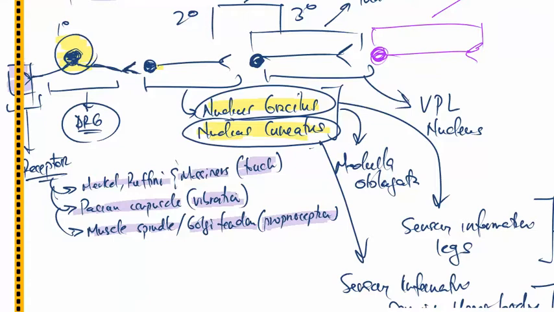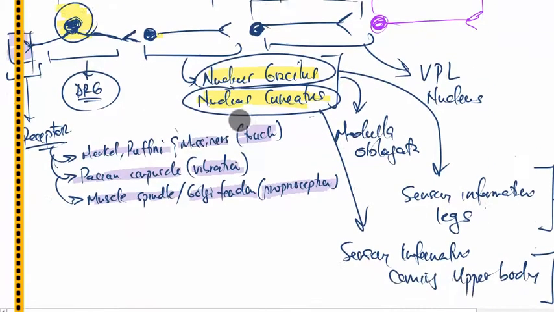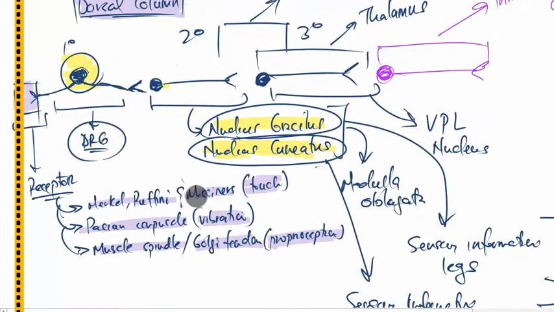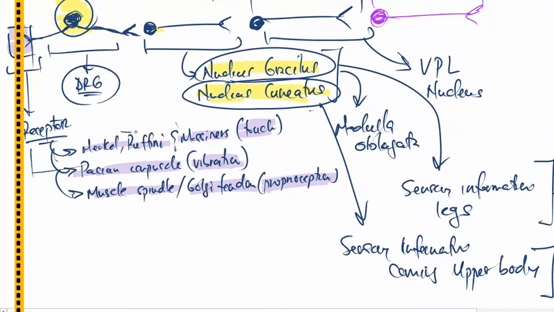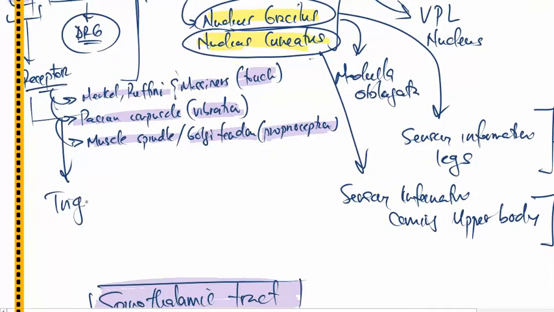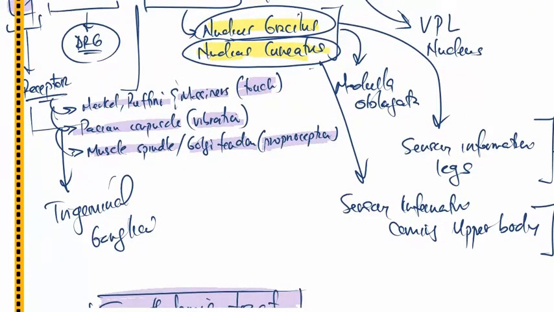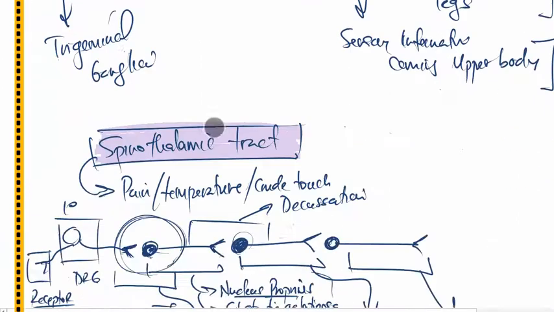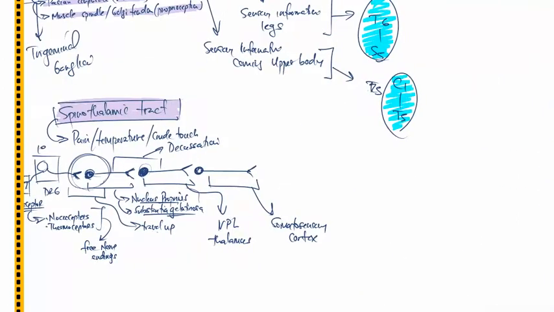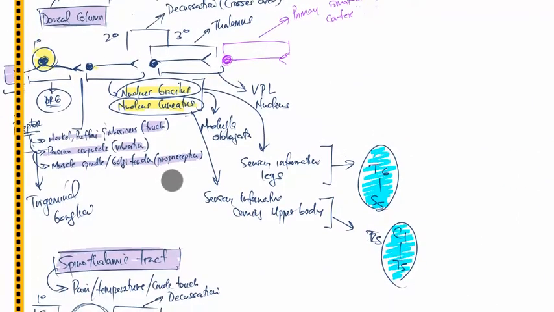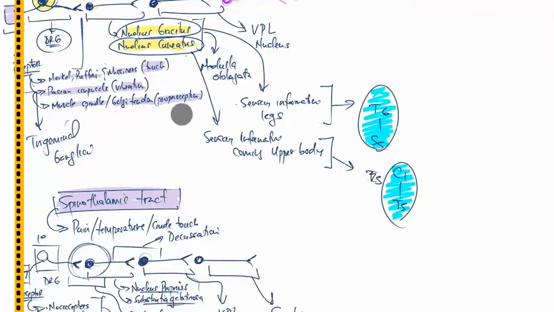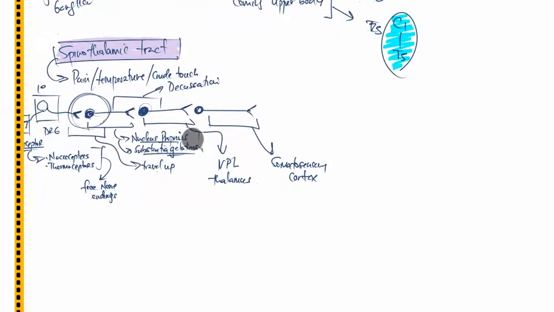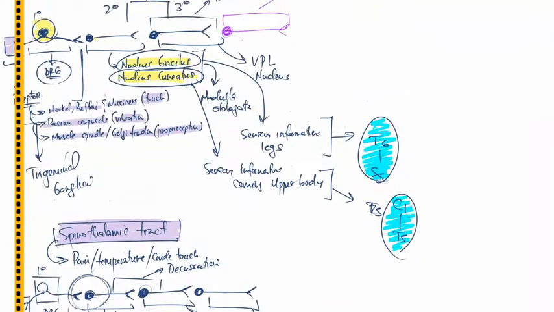Okay, all right, so the primary neuron is still going to be in the trigeminal ganglion. Wait, no, wait. Okay, so trigeminal ganglion for the spinothalamic and for the dorsal column. You understand what I'm saying? So, all right, okay. Let's backtrack.